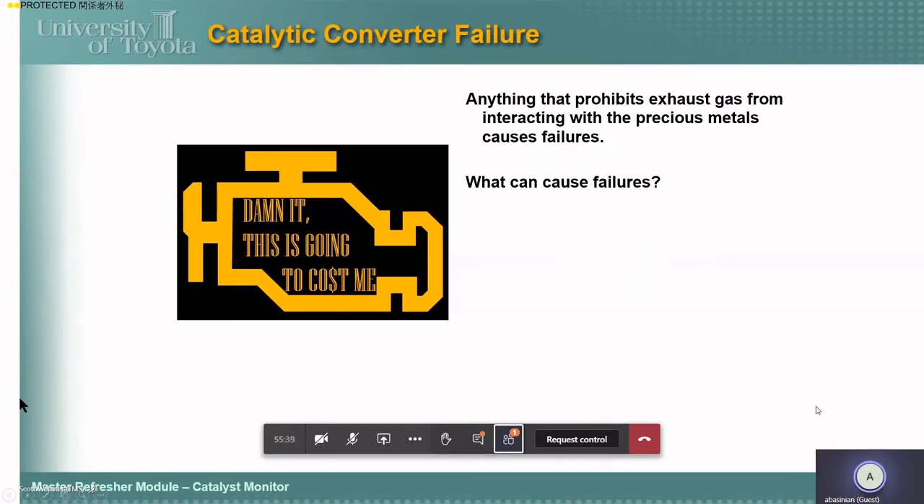All right, so this is the Chris Peterson check engine light. He always said when it comes on, it's going to cost you something. So when we get a check engine light on and we have a cat failure, what's the problem? Well, the problem is that the exhaust gas can no longer intermingle and be changed by the metals inside of the cat. So what are some things that can cause failures?